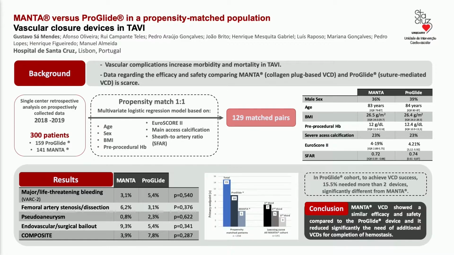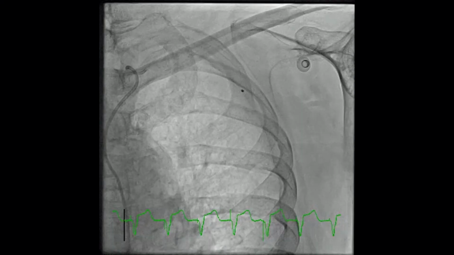We use 140 Mantas. There were no difference regarding the composite endpoint of bleeding complications and vascular complications between the two devices, but the Manta reduced the time, reduced the need for an additional closure device. And it's a much more simple procedure. It saves us time. We don't have to do the pre-closure, so it really saves time during the procedure. And the learning curve is very quick, and quickly we learn how to use it without complications.